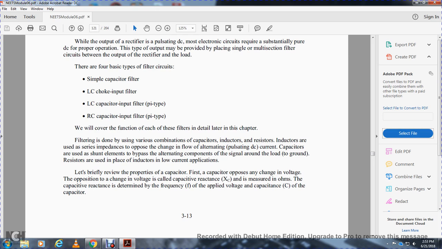Filtering is done with various combinations of capacitors, inductors, and resistors. Inductors are used as series impedance to oppose changes in the flowing alternating, pulsating DC current. Capacitors are used as elements bypassing the alternating components, in parallel with the load, to ground.